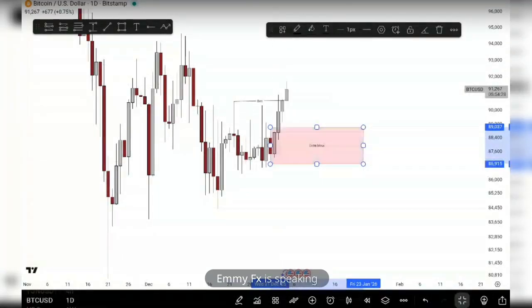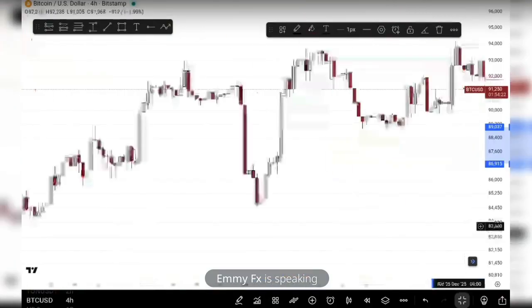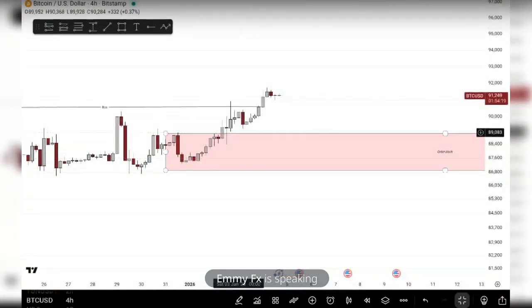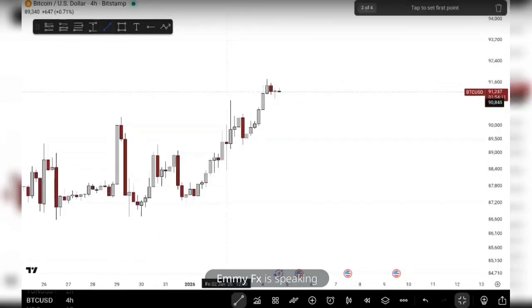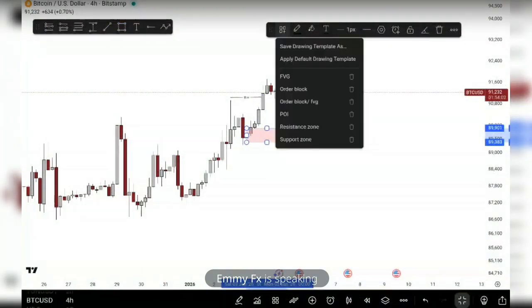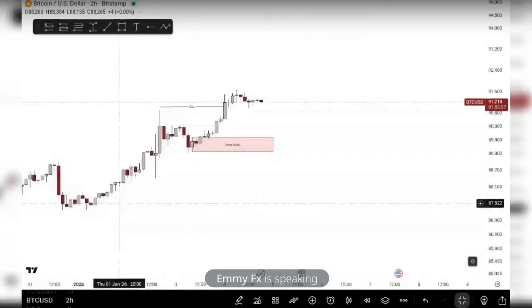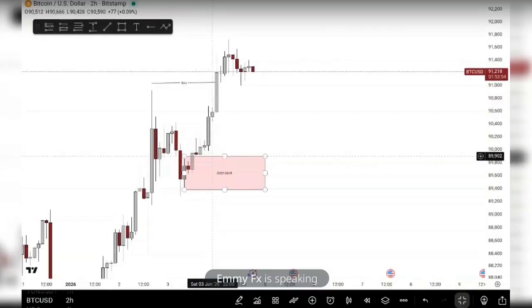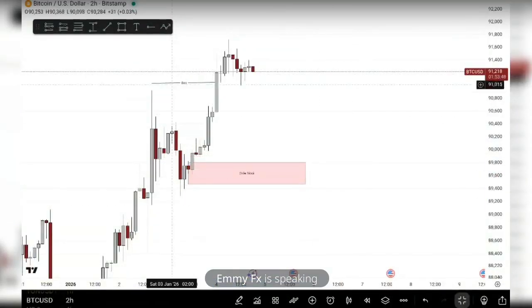So I want us to go to our 4-hour time frame. Right, in our 4-hour time frame, I want us to mark out the recent break of structure. So we have this break of structure to the upside, and this is going to be the origin that causes the break of structure, right? In our 2-hour time frame, I'm also going to use this order block as the order block that causes the break of structure.